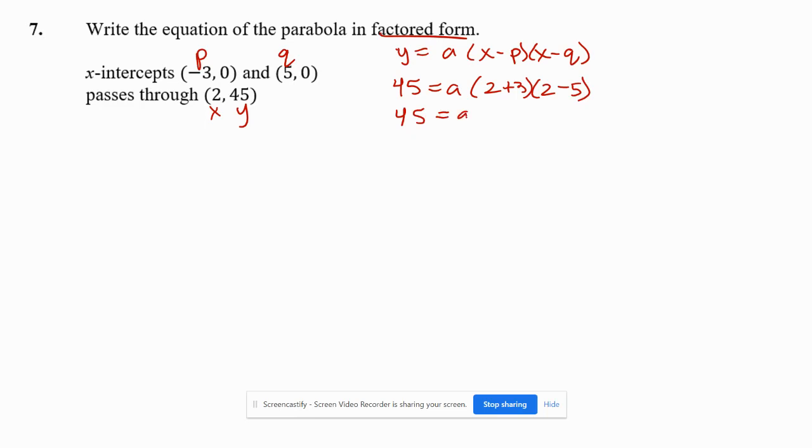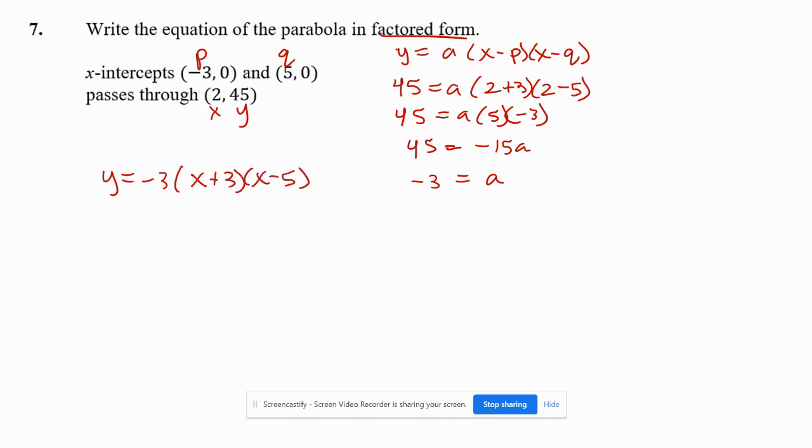So we have 45 is equal to a. 2 plus 3 is 5. 2 minus 5 is negative 3. Multiply those three together, you get negative 15a. Divide both sides by negative 15, you get negative 3 is equal to a. We can finally plug that in. So y equals negative 3, parentheses, x plus 3, x minus 5, and this is factored form. So final answer right here.